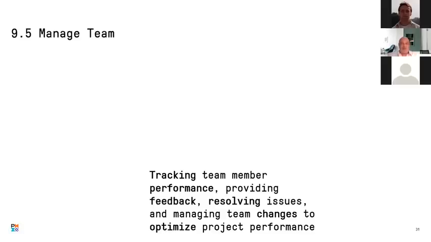Process number 5 is manage team. After we have estimated the team, acquired the team, and developed the team, now we are going to manage our team. Process 9.5 is talking about the human resources team, and process 9.6 is talking about the physical team. So in this process, we are going to talk only about the human resources. Manage team is how to track the team members' performance and provide feedback, how to resolve issues, and to manage team changes to optimize the project performance.